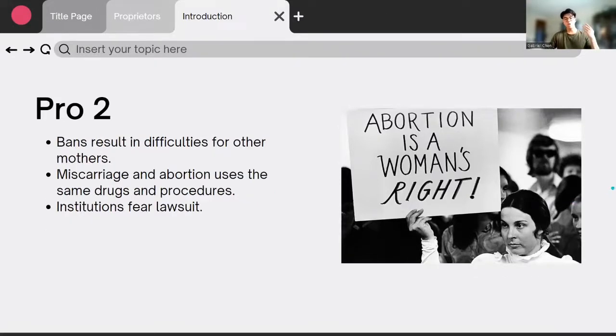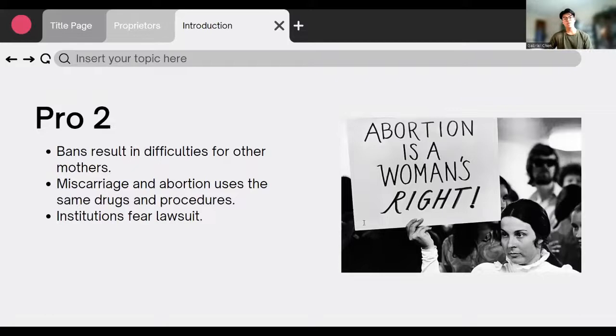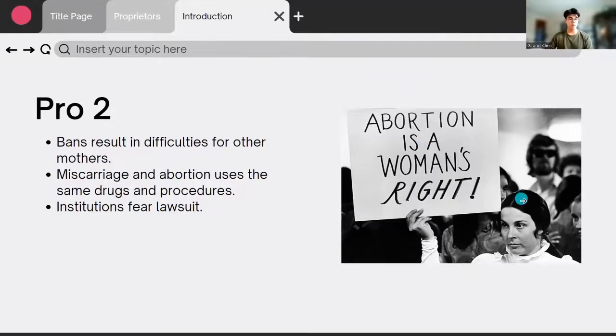Now, the second argument to support pro-choice: the World Health Organization goes as far as to mention that bans can result in other difficulties for mothers. For example, some women may require the same drugs, prescriptions or procedures needed to conduct an abortion should they be experiencing a miscarriage. As a result, hospitals and health institutions, even pharmacies, may be unwilling to provide that service out of fear of a lawsuit.